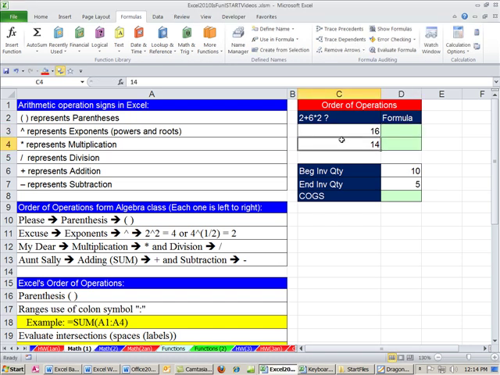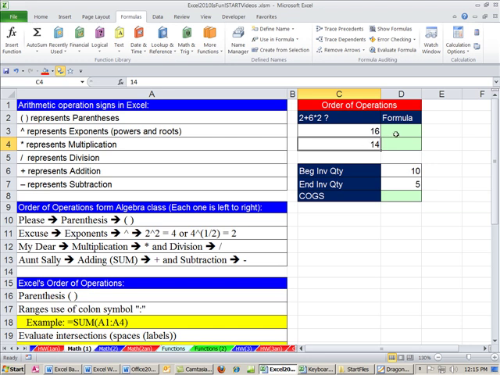Live in the classroom, I always have people raise their hands, and some people say 16, some people say 14. There can't be two answers, because no one would be able to do math if there was. So there's an agreed-on order of operations. We do all parentheses first, all exponents, then multiplication and division left to right, and then adding and subtracting left to right. Please Excuse My Dear Aunt Sally is one way to memorize this.